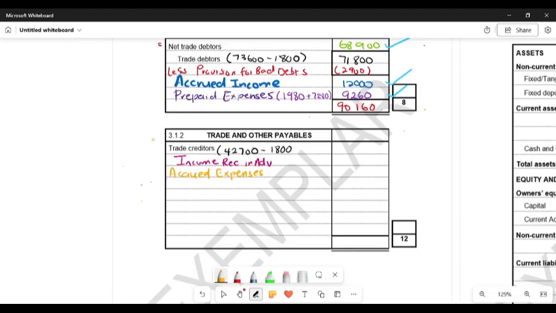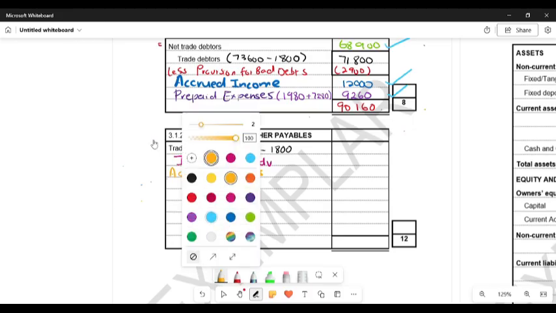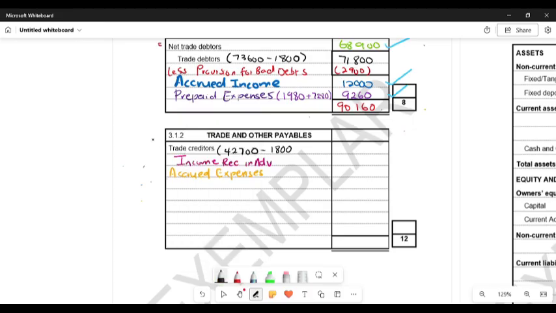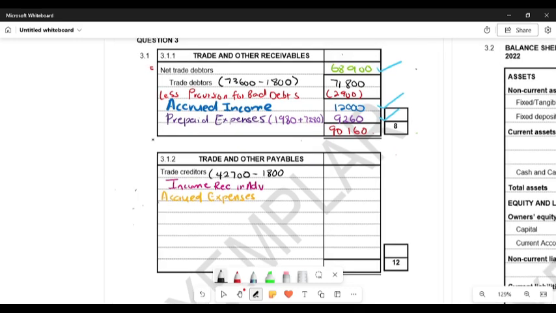So these are the main two that would need to be included. And most of the time, 90% of the time, there would be a transaction that has to do with salaries and wages, right? That you would need to include in your trade and other payables. But we're going to get to that when you see it in the adjustments we have right over here. But for now, let us focus on these three line items that we have.